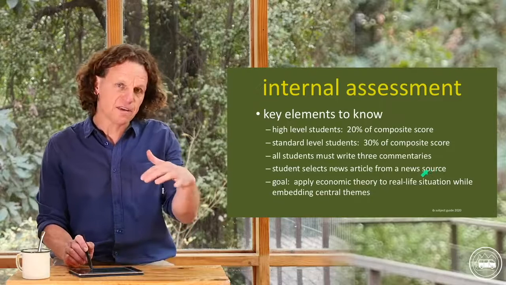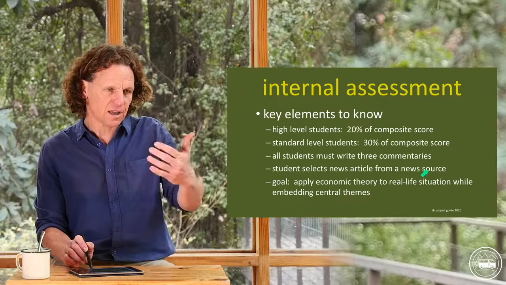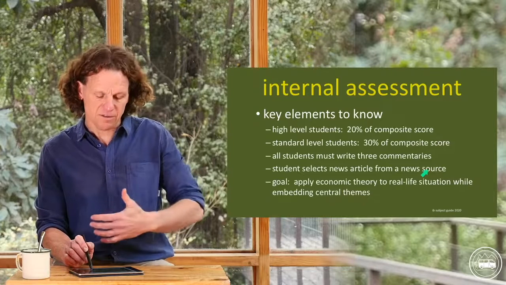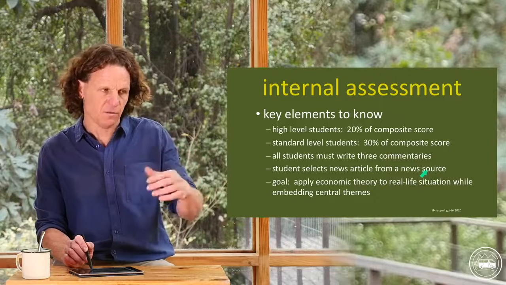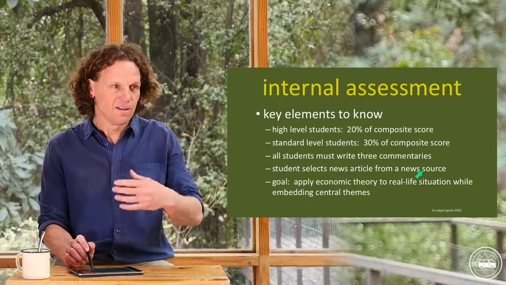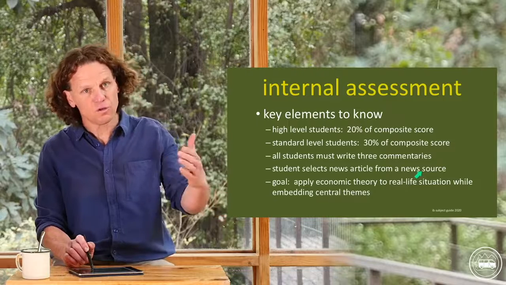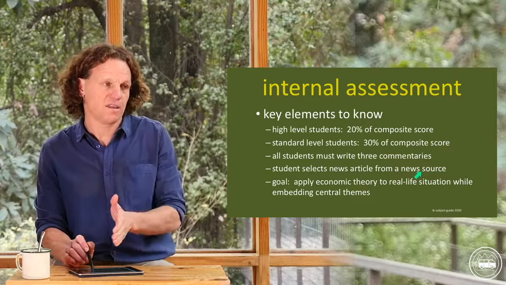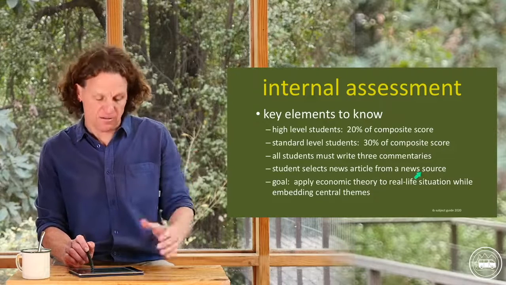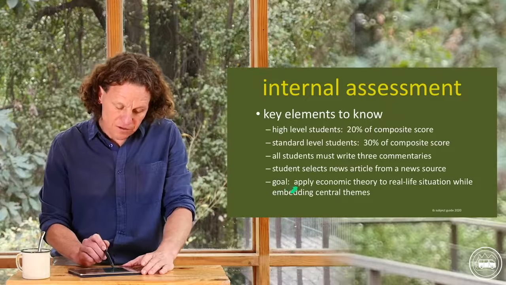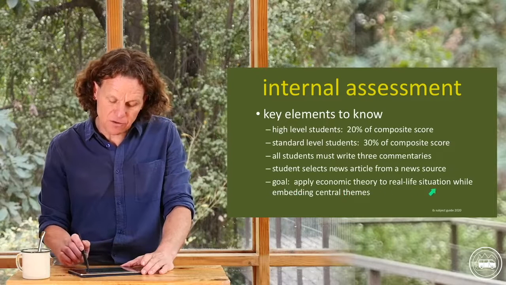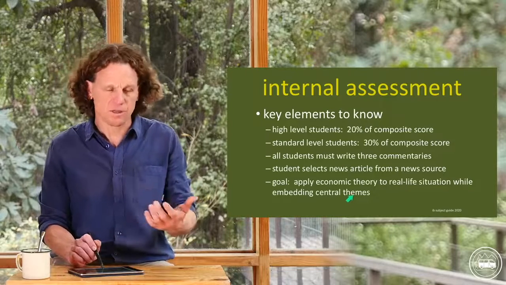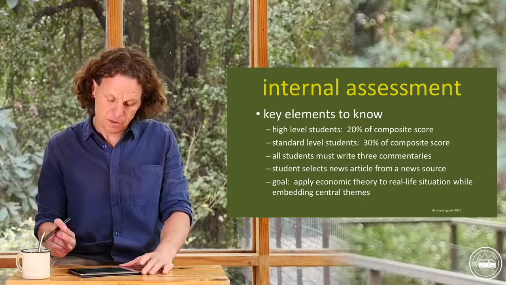And then you take that information, think about paper 2, you are given the data, then you write an analysis and evaluation. And in this case, it's the inverse of that, right? You find an article, and then you draw the diagrams, you provide the information, you synthesize it with one of those 9 themes, you provide the evaluation, okay? So the goal of the internal assessment is to apply the economic theory to real-life situations while embedding the central themes, which, of course, are those 9 central themes of scarcity, choice, and so on. Okay, excellent. You got that?